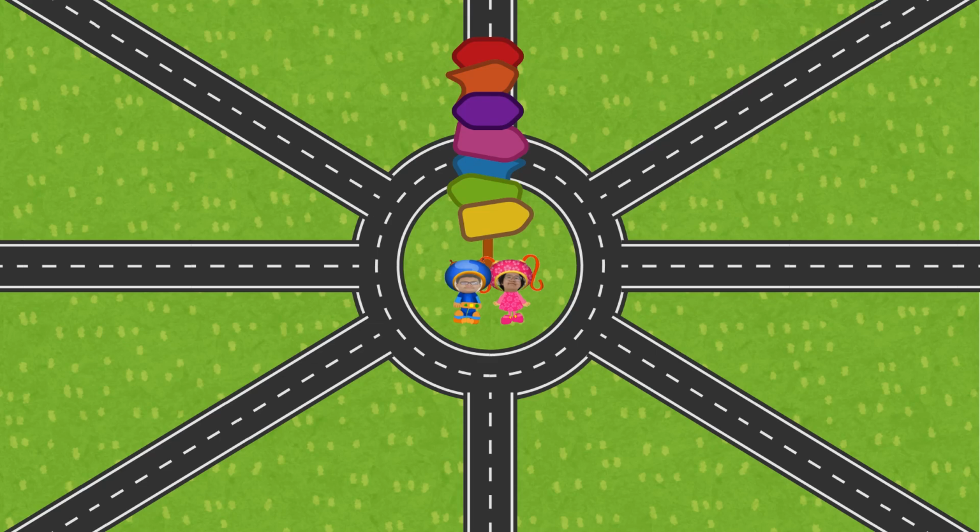Gio, this doesn't look right. We were supposed to reach Abuena Street, but now we're just going in circles. Wait a second. This street sign doesn't even match the map. The permutation monster must have mixed up the signs at the roundabout.